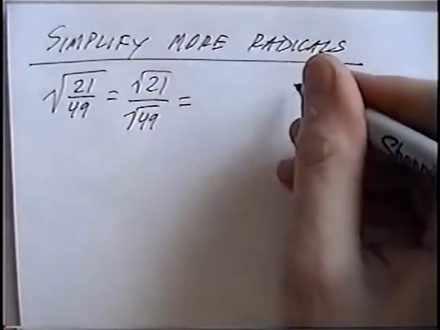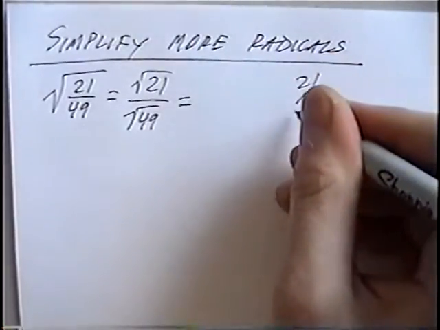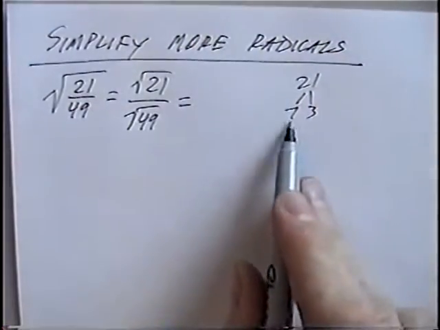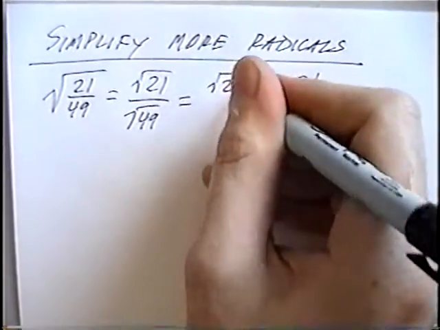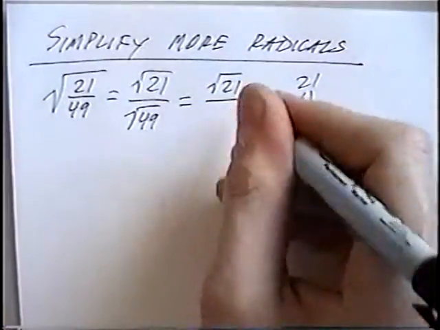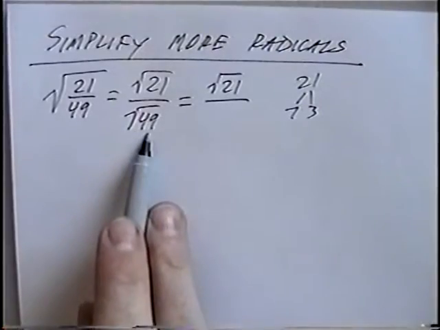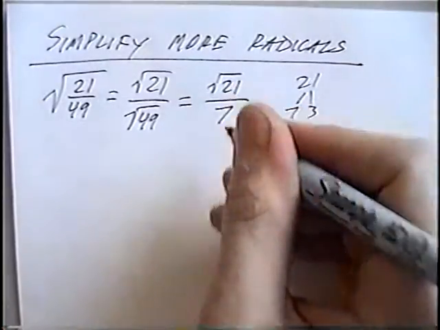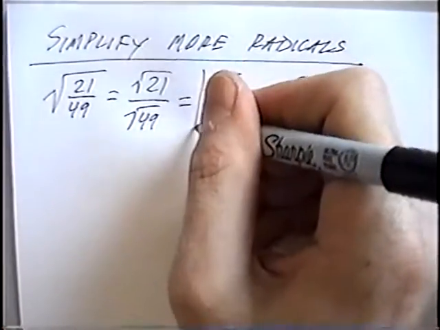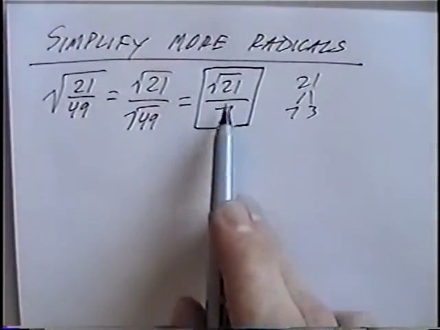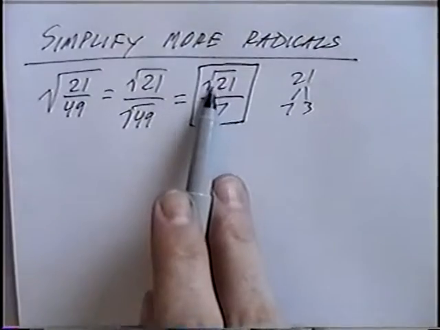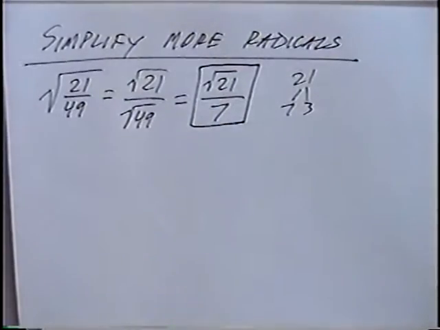Radical 21, if you try to factor 21, that would be 7 times 3, but there are no pairs and no other factoring. So radical 21 would stay the same. And the square root of 49 would be 7. Our final answer would be radical 21 over 7. The 21 and 7 you cannot divide because one's inside the radical and one's outside the radical.